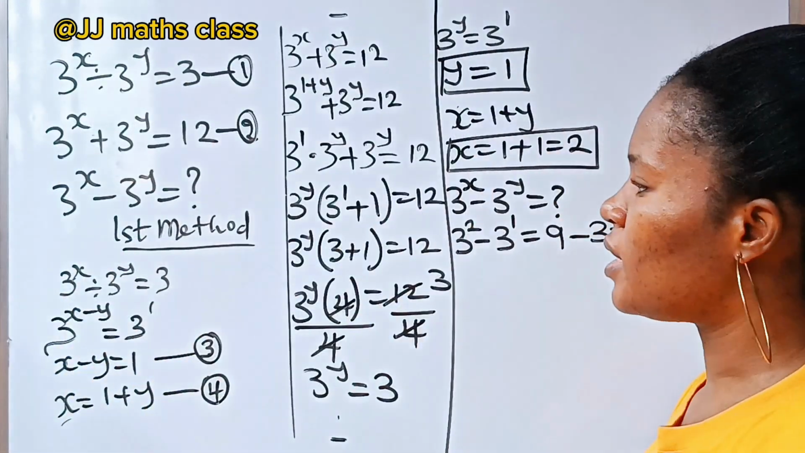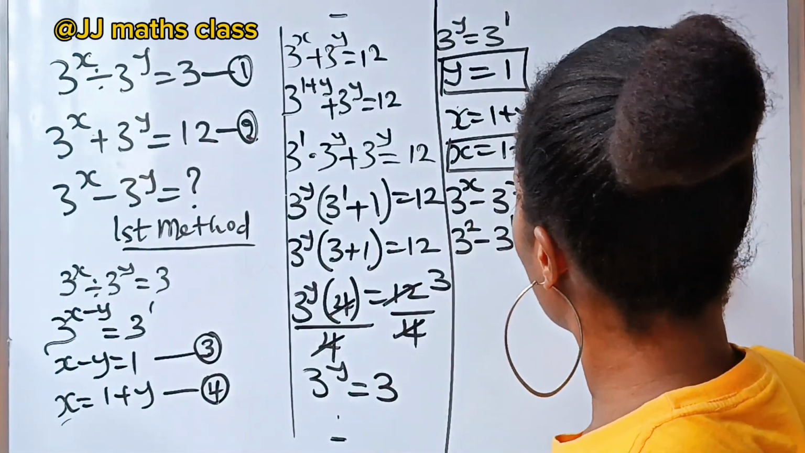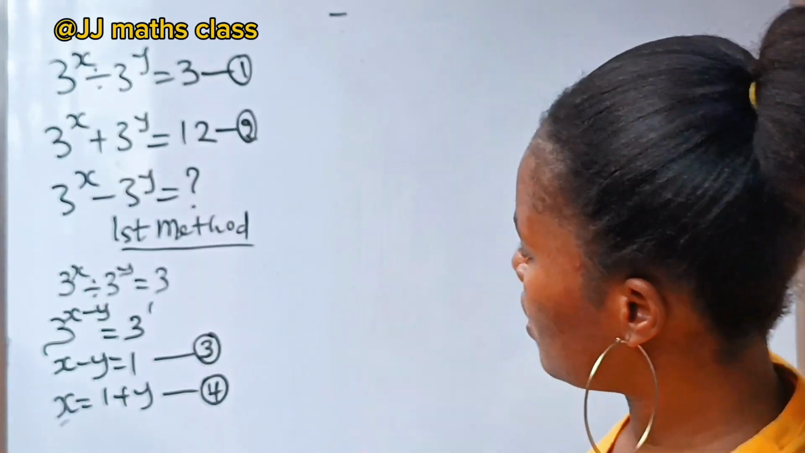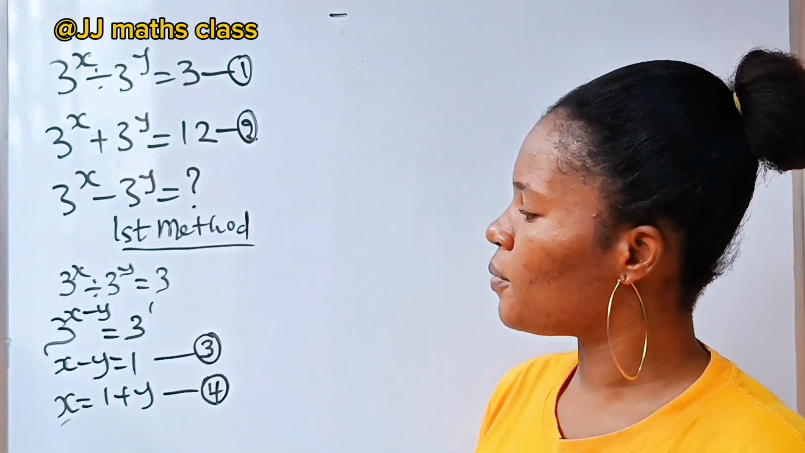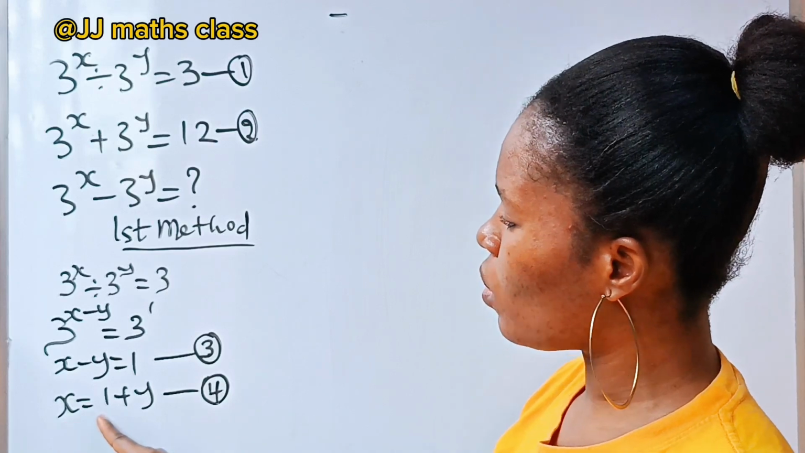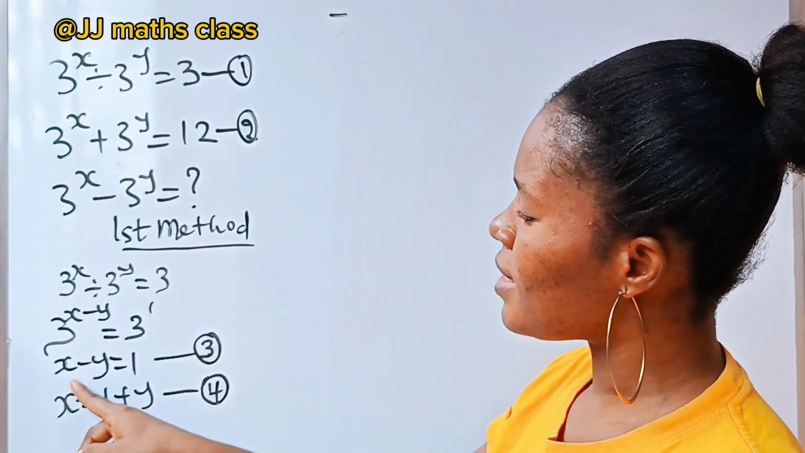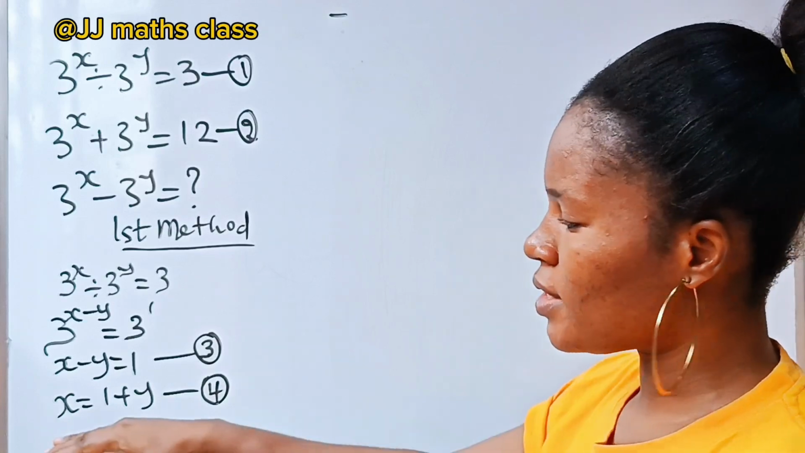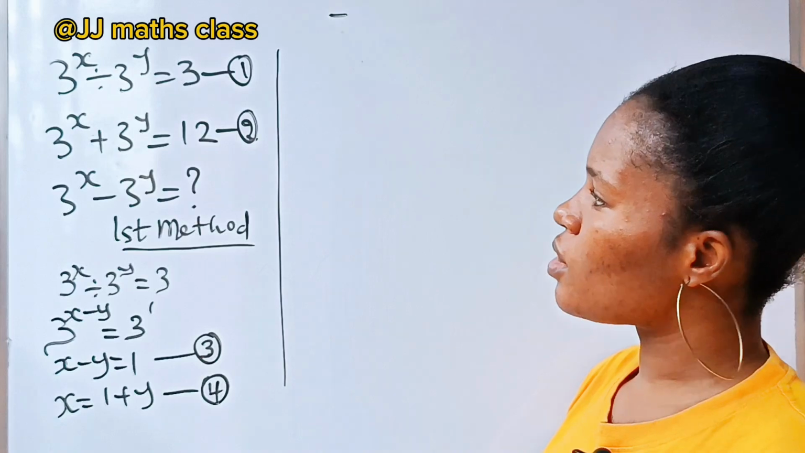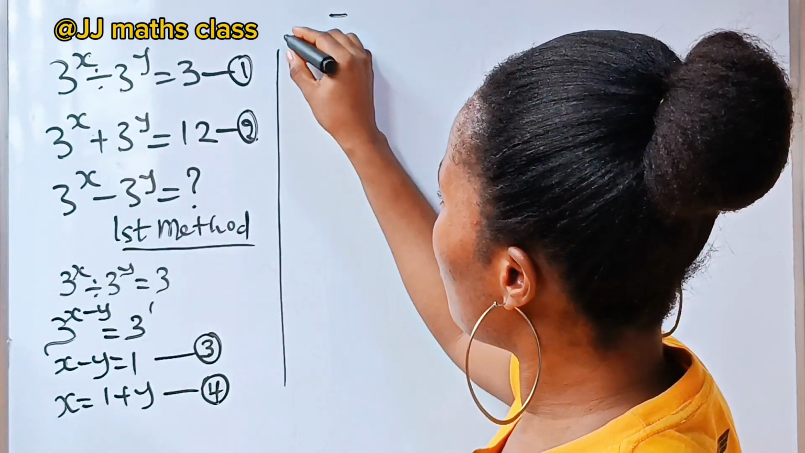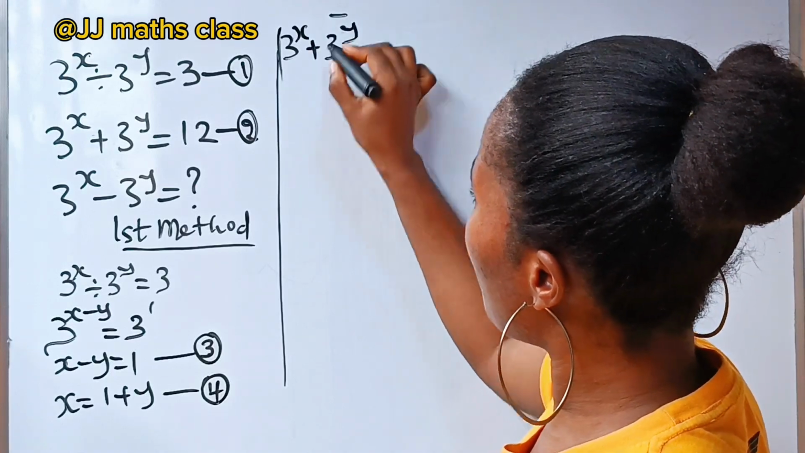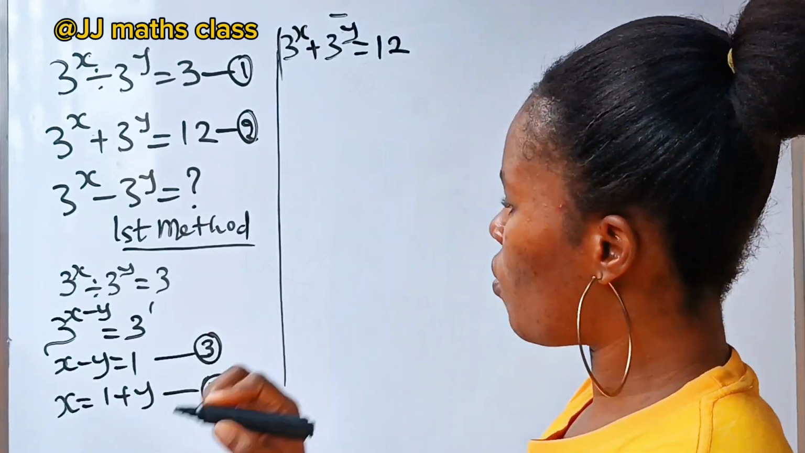Now let's solve this using the second method. Now using the second method, we are still going to make use of what we got here. So we got that our x is equal to 1 plus y, that x minus y is equal to 1. We are still going to make use of these two, but this is where the manipulation is. So we are told that 3 to the power of x, according to equation 2, plus 3 to the power of y is equal to 12.